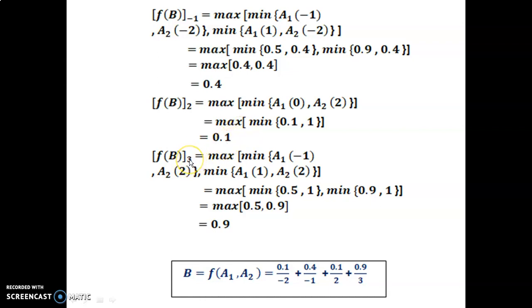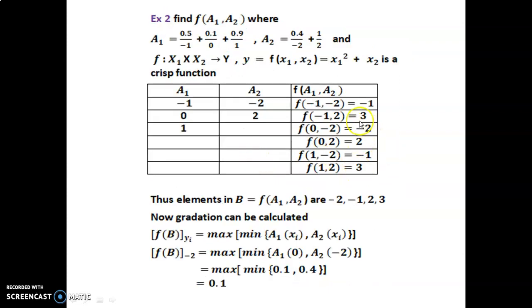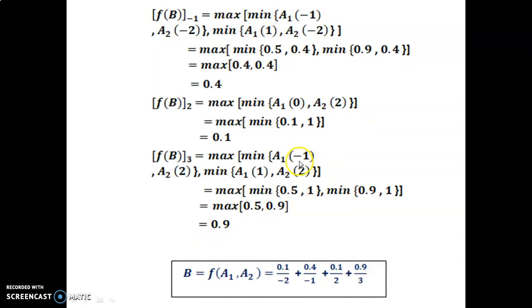Now last, for the element 3, again by using the max-min formula. Here the element 3 comes from two pairs, -1 to 2 and 1 to 2. So for -1 to 2, the first element is -1, therefore A1 of -1, and the second element is 2, so A2 of 2. In the second term, A1 of 1 and A2 of 2. The respective grades are minimum of 0.5 and 1, so the minimum is 0.5, and in the second term the first is 0.9, second is 1, so minimum is 0.9, and max is 0.9.